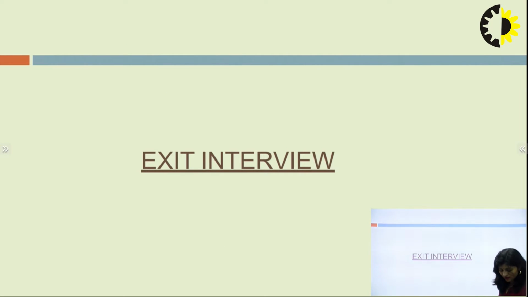Now next is called exit interview. So exit interview is conducted when an employee leaves the organization. These interviews are conducted to know the reason why the employee is leaving the organization, and these are conducted either by his immediate supervisor or by the HRD manager. Exit interviews are also conducted to create a good image of the company in the mind of the person who is leaving the organization.